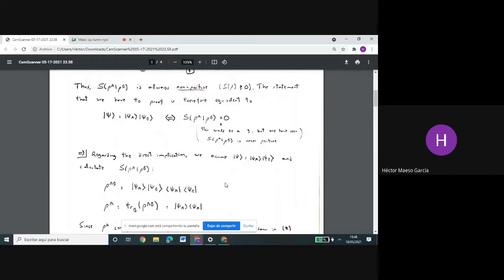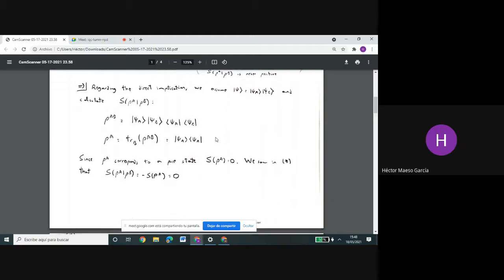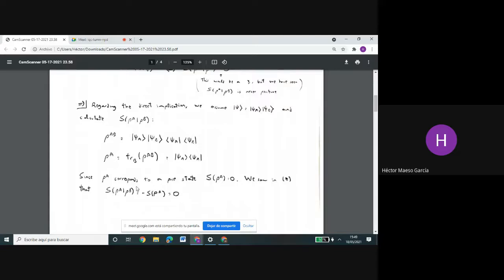And then the direct implication is easy because we just calculate the density matrix of the composite system, and with this we can calculate the density matrix of each subsystem, and it's just CA CA and CB CB, and the entropies of these are 0. So the conditional entropy, we have seen that it's minus the entropies of this, and it's 0. So this implication is quite easy. The difficult implication is the other one.